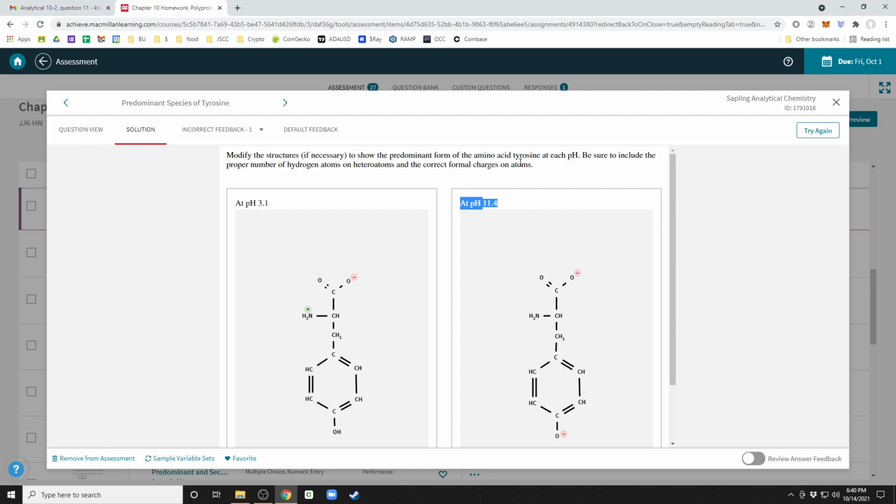There are essentially three points that could be protonated or deprotonated, right? Right here you have your carboxylic acid. Right here you have what would be an amine group. And right here you have an alcohol, or a phenol actually in this case, to be more specific.